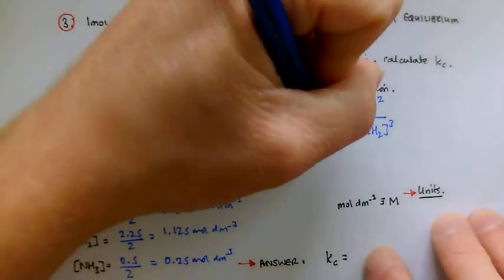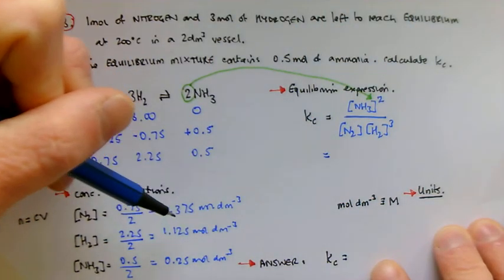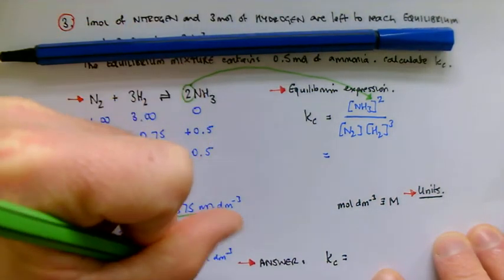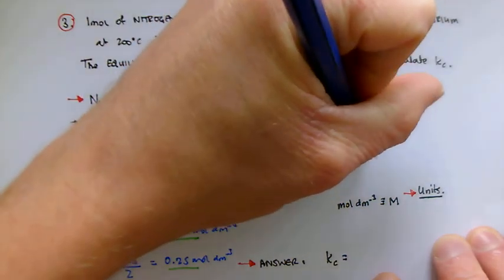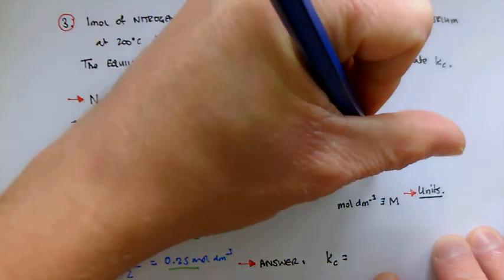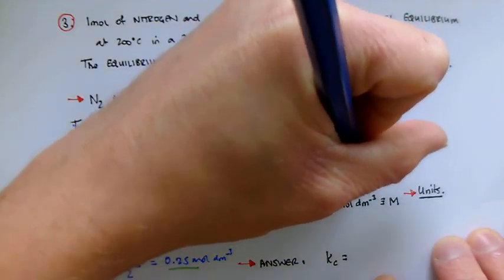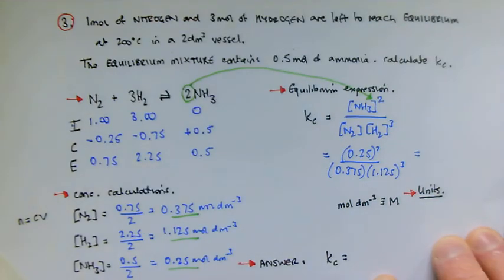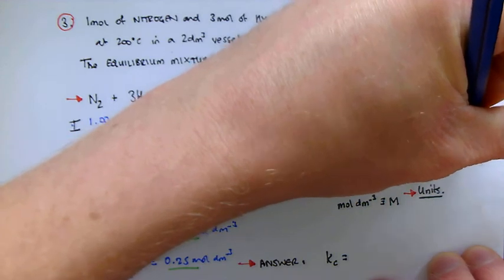The next thing you can do is plug in some numbers. So taking your concentrations from down here, you can do 0.25 squared over 0.375 times by 1.125 cubed, and that to 3 significant figures is 0.117.